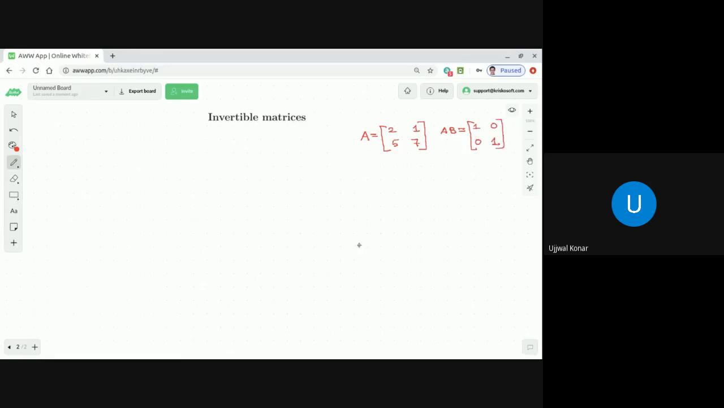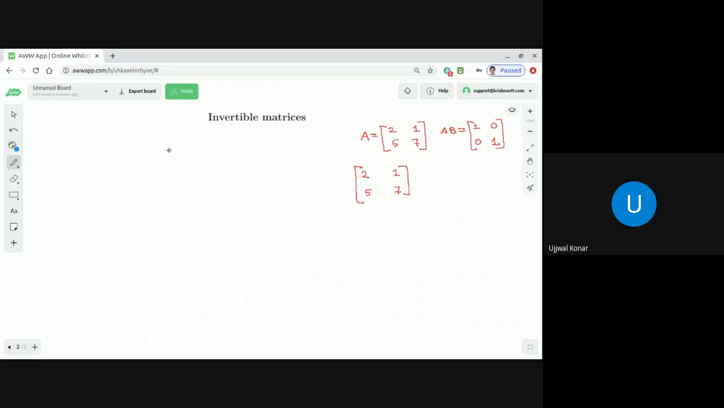If you recall, in our first class on matrices, if you want to recheck, you can go through the corresponding lecture, which is available on YouTube. So what is the task? The task is that we have a matrix 2, 1, 5, 7, and then we need to find another matrix.